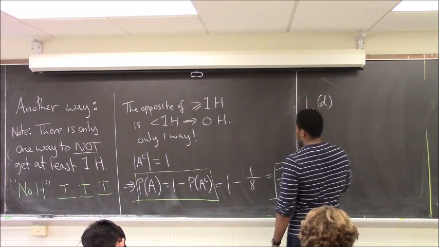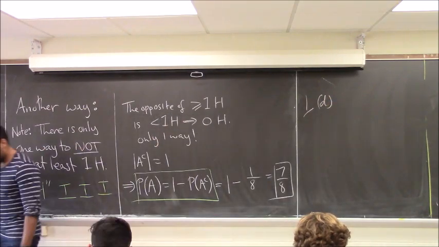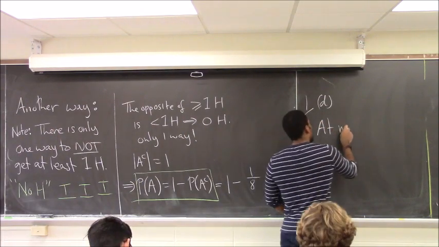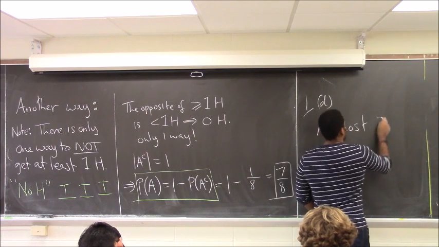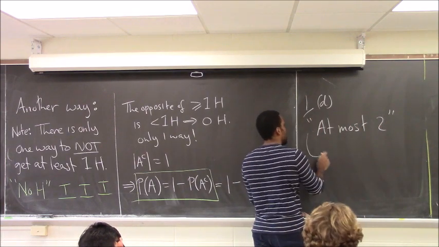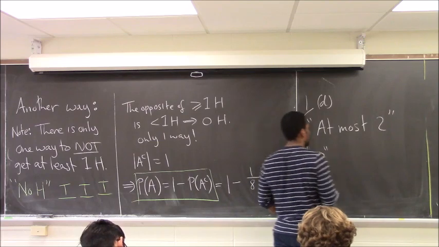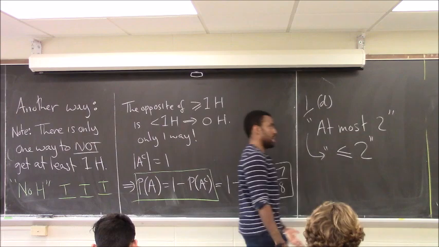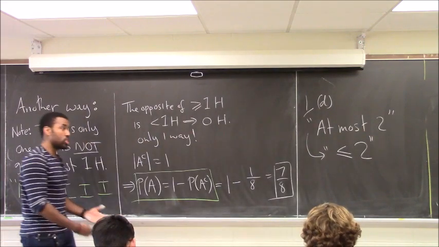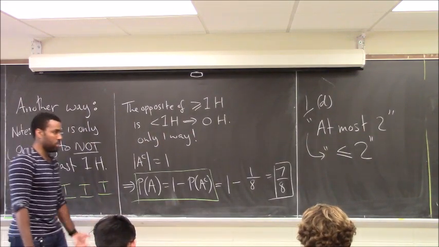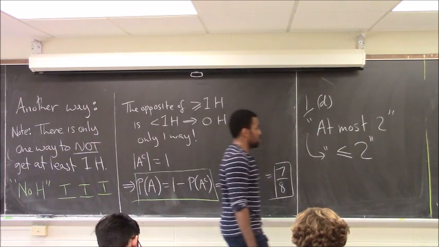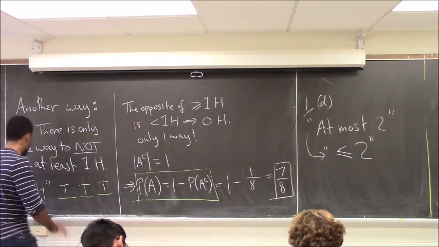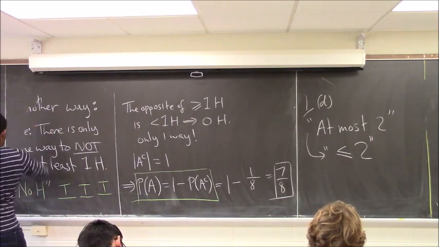Part D. At most 2. So, okay, this is also a very common phrase. At most 2. That is going to translate to less than or equal to 2. That's what that means. So at least means greater than or equal to. At most is just another way of saying less than or equal to. So, there are also many ways that we could approach that problem.